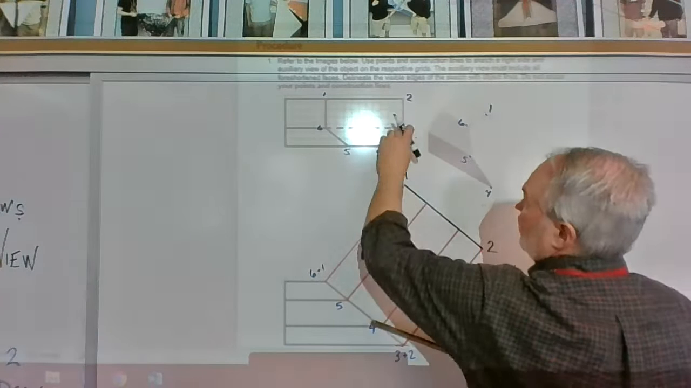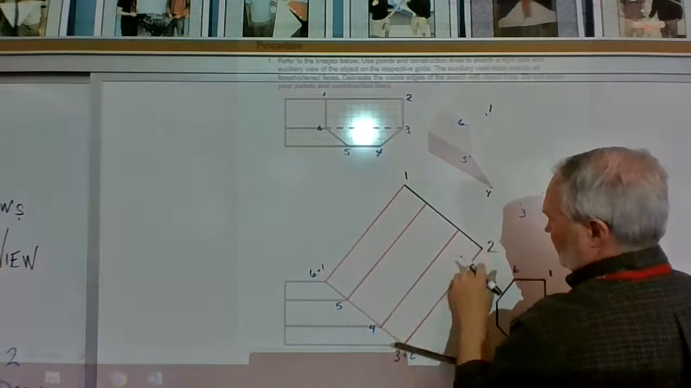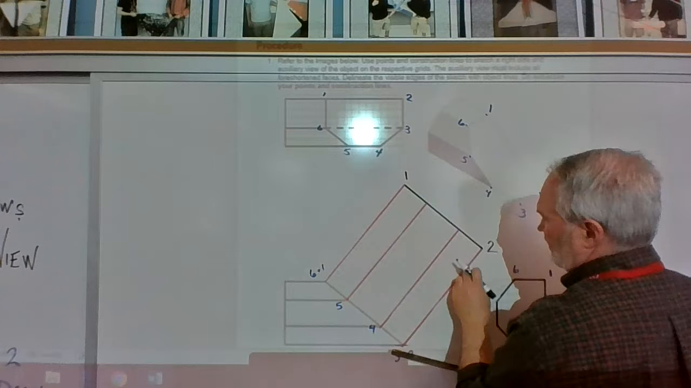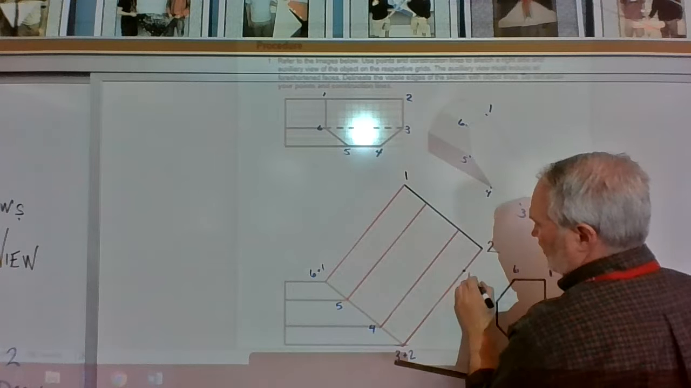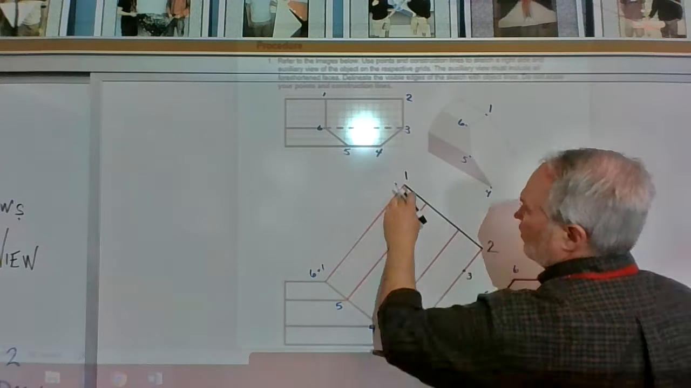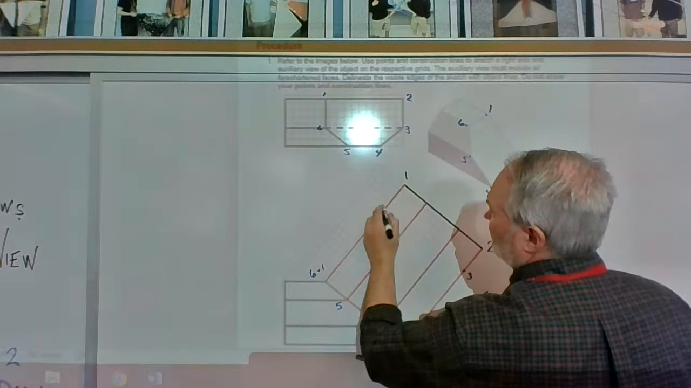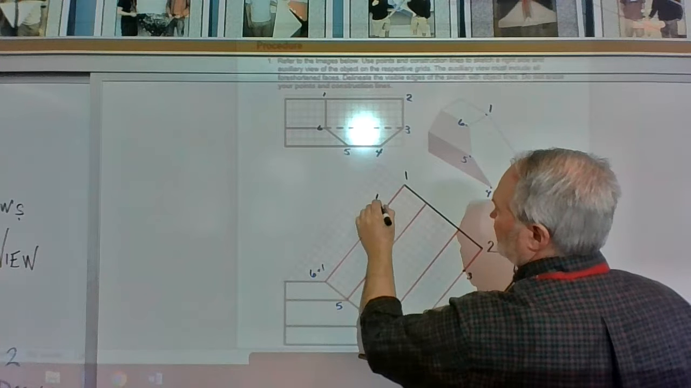And we said it was 4 squares from 2 to 3. 1, 2, 3, 4. There's my number 3. 1, 2, 3, 4 squares. There's my number 6.